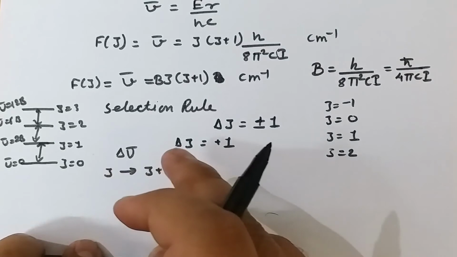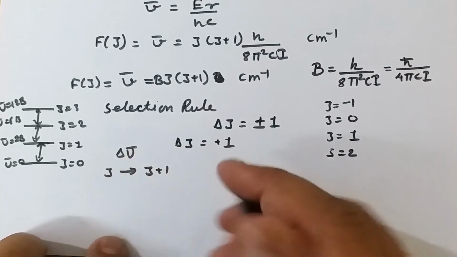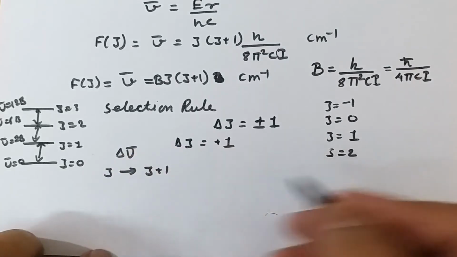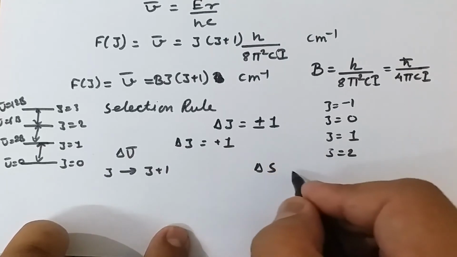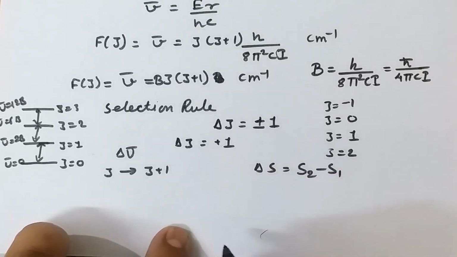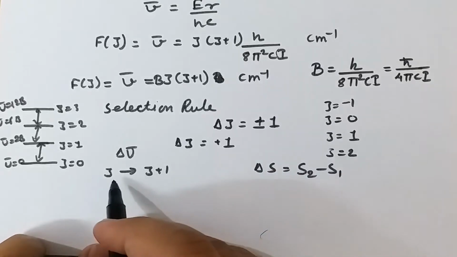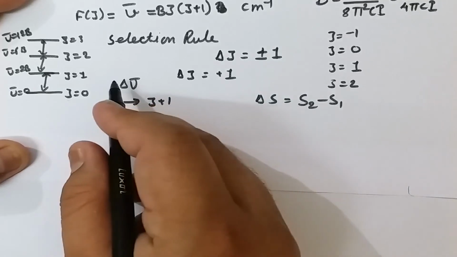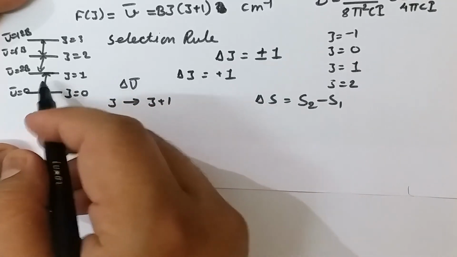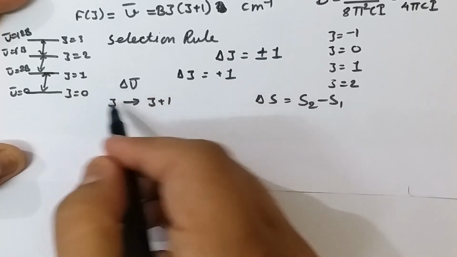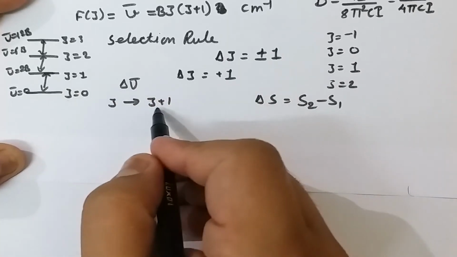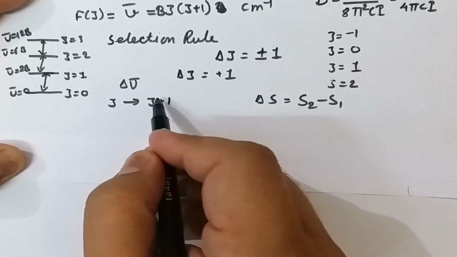Then delta V will be the difference between the values. As a simple example, if you want to calculate the change in entropy, we write it as S2 minus S1. Similarly, in order to find the difference in the spectral line, we will do delta V bar, that is, the change from J to J plus 1, because only plus 1 change is allowed.